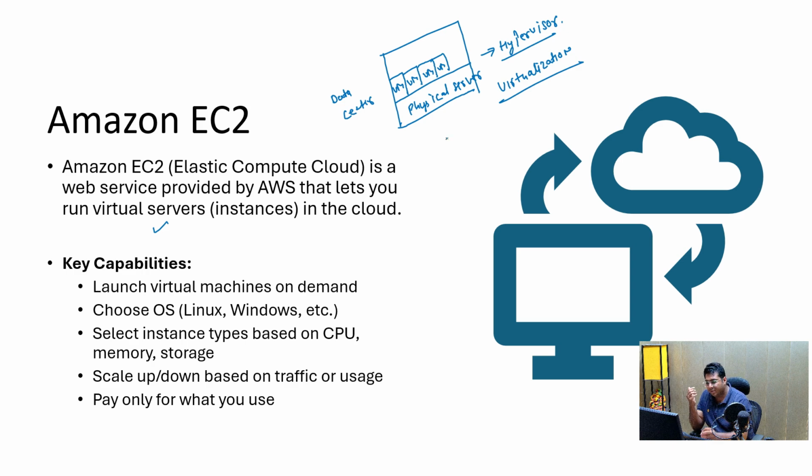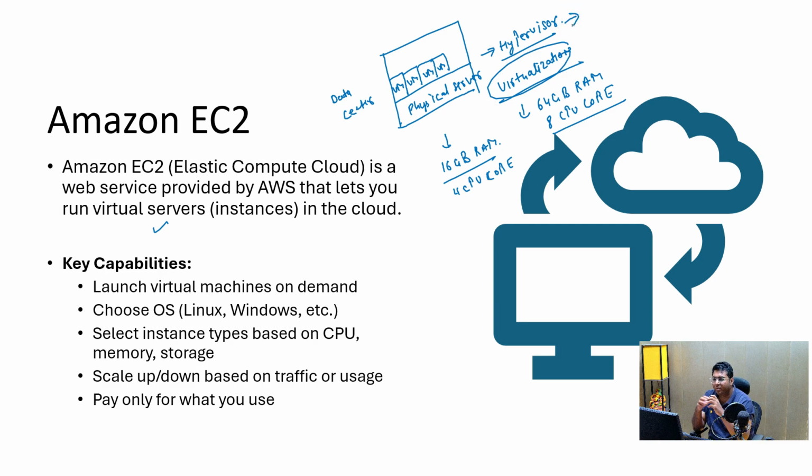One customer can come and say, I want to create a 16 GB RAM machine and I am looking for 4 CPU cores. Another customer comes and requests a different configuration, let's suppose 64 GB of RAM and 8 CPU cores. AWS does this using virtualization. This is the software called a hypervisor. They are creating multiple VMs on top of a physical server, and this is called EC2, which is Elastic Compute Cloud. It's a web service provided by AWS that lets you run your virtual servers.